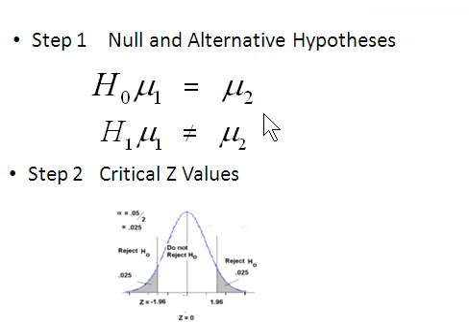Okay, step one, null and alternative hypothesis. We're going to start out by assuming the means of both populations, the means of students that use both methods, are equal. The alternative is not equal to, and that's because we used the word difference. We were interested if one was bigger than the other or vice versa. The critical z-values, well, with a level of significance of .05 and a two-tailed test, your critical z-values are 1.96 and negative 1.96. We'll reject the null if we get a value above 1.96 or lower than negative 1.96.